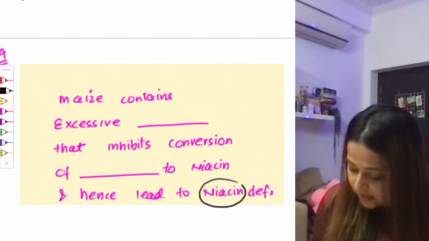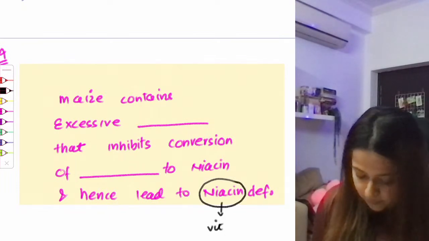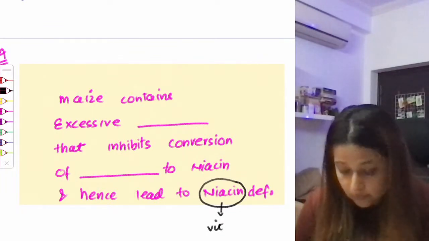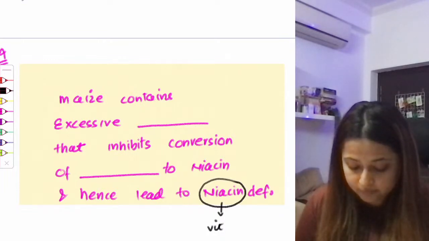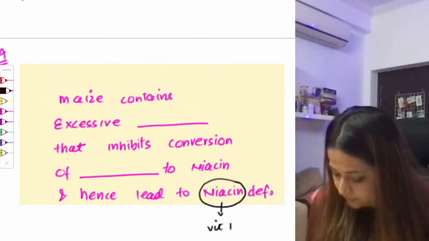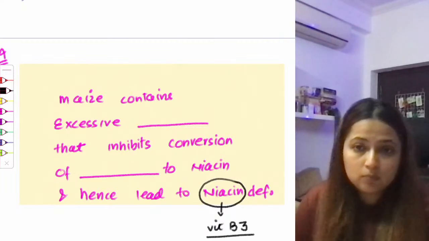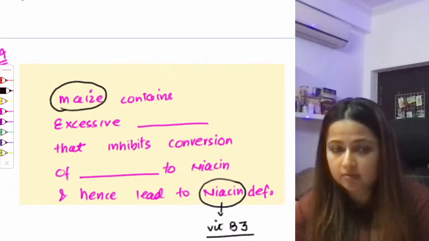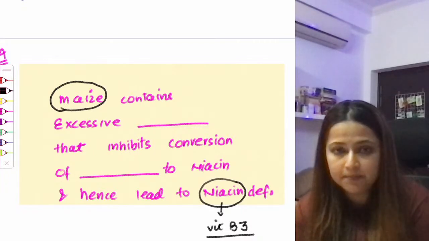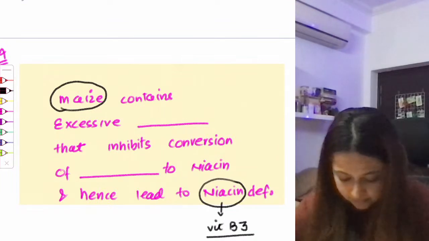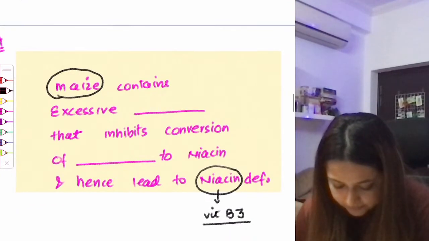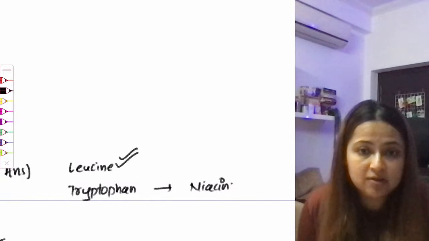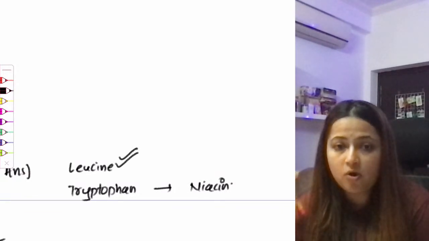So first of all, what you need to know is niacin is which vitamin? Anyone? Excellent, that is vitamin B3. Now maize. If someone is consuming a diet that is rich in maize, maize would contain something known as DASH. What would you answer here? The answer to this question is leucine. So maize contains excess of leucine.